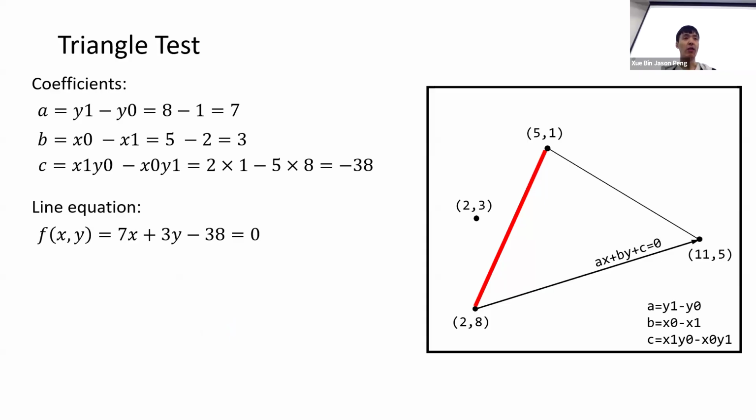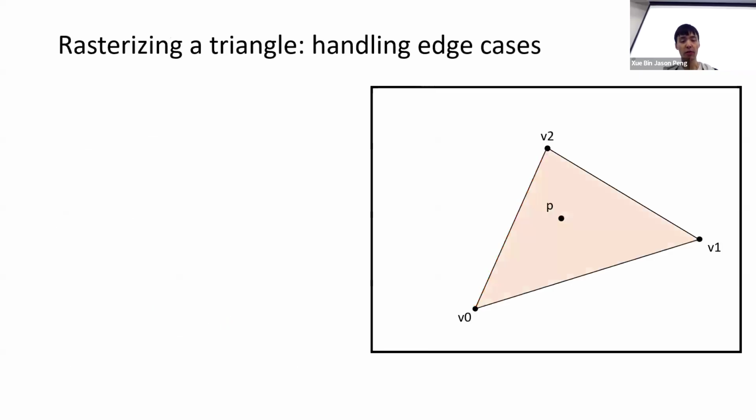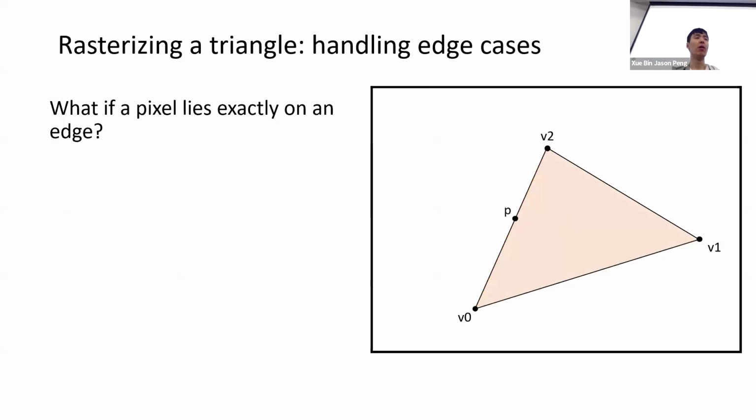Now, if the point is inside or outside the triangle, then these are relatively easy cases to handle. But next, let's take a look at some trickier edge cases, where the point lies exactly on one of the edges of a triangle. So let's say our pixel P lies exactly on one of the edges of the triangle. And we now have to determine how we handle these edge cases.